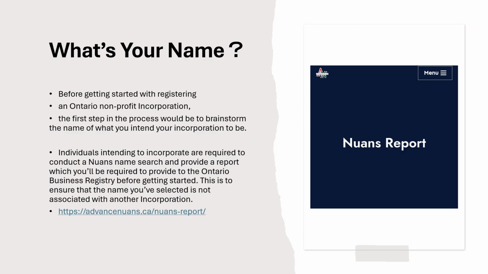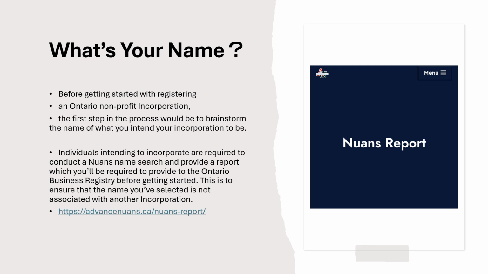So, one of the first things when you're brainstorming, before you get into the initial planning stage and then actually begin incorporating a nonprofit here in Ontario, is to know what you want your nonprofit incorporation to be called. How would people address you? How would you be found? So the first step is to secure your name.